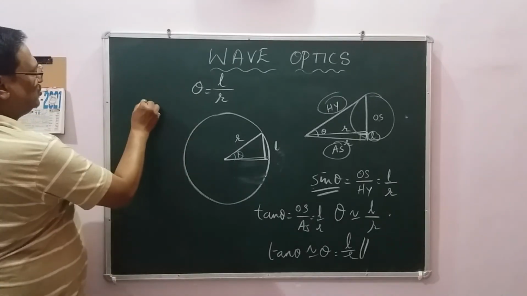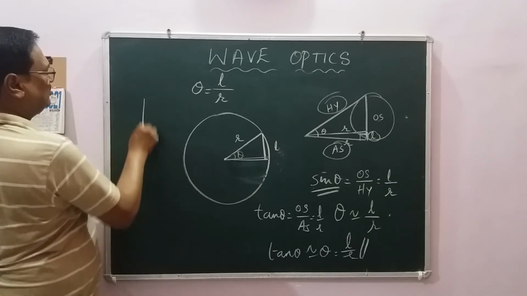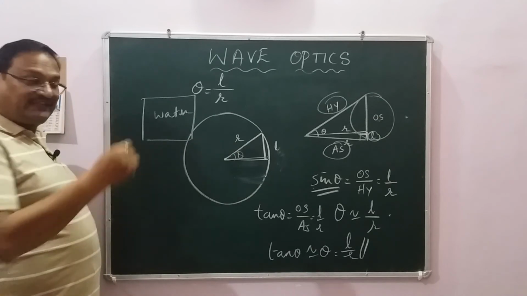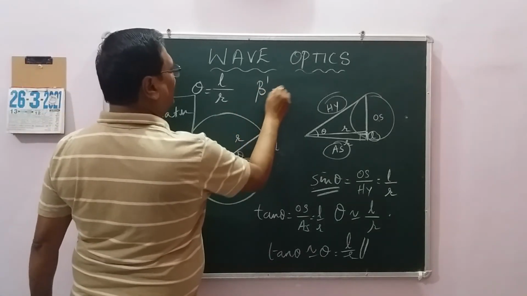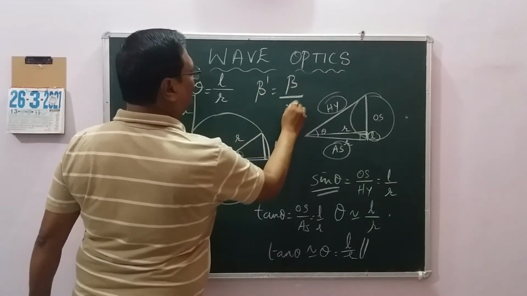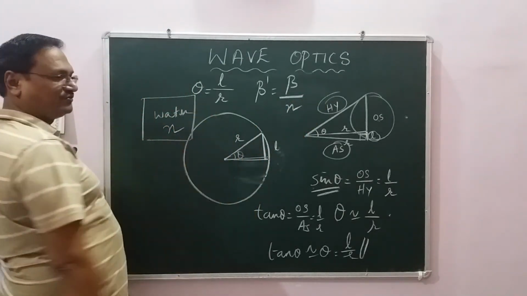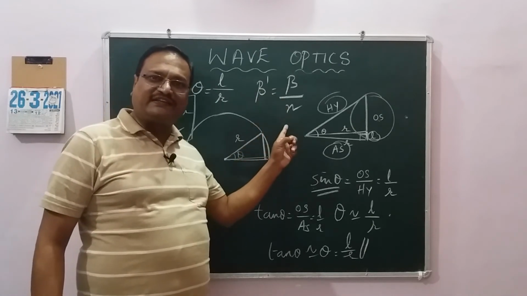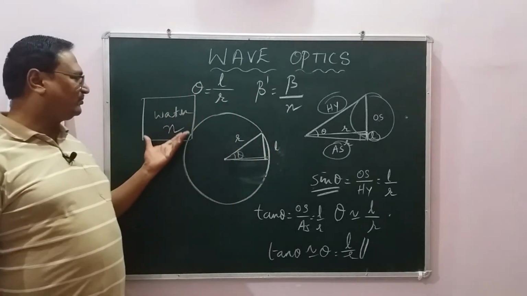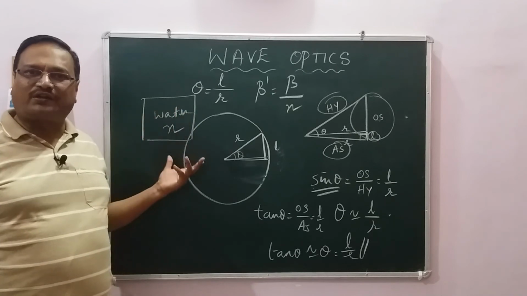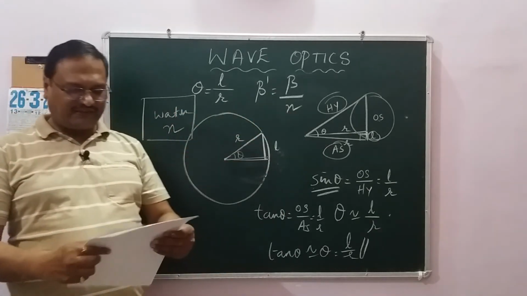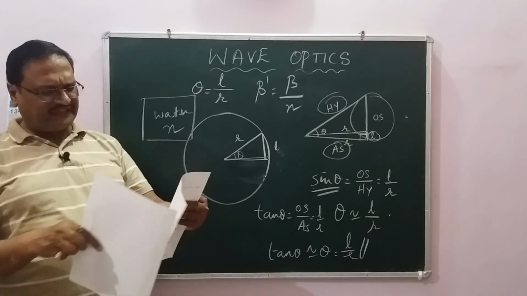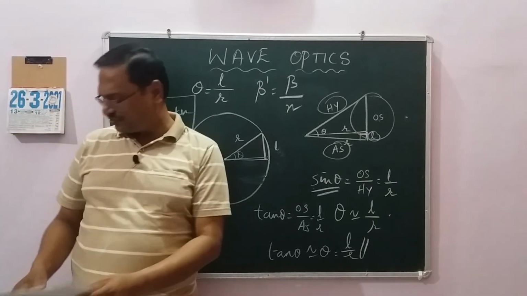What will happen to the fringe width if you place the double slit experiment in water or in some liquid? Then the fringe width beta dash will become beta upon the refractive index of the medium. So the fringe width will decrease when you keep it in a medium like water. That is one point you should keep in mind. Otherwise I have generally covered all the points.